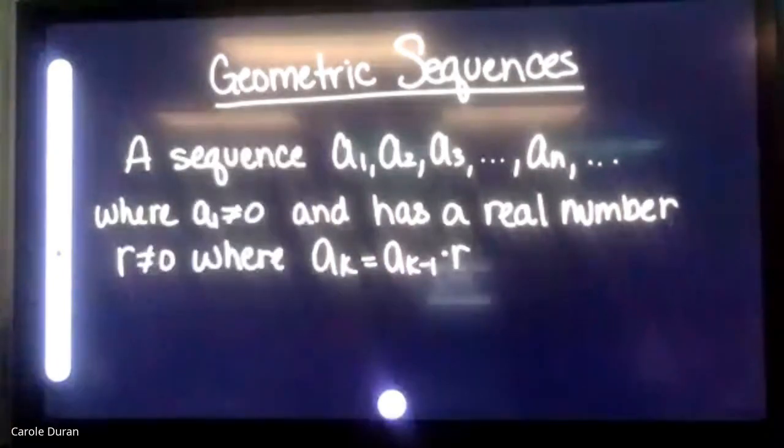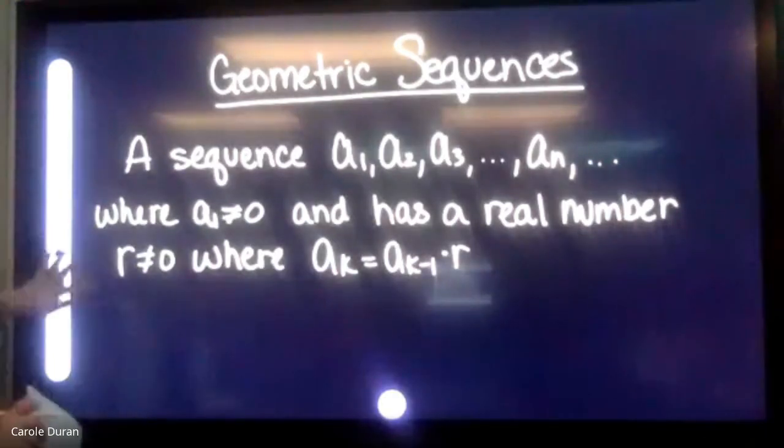Okay, so what we're going to talk about today is geometric sequences. So this is a sequence A1 through AN and beyond, where A of 1 cannot be 0. And it also has a real number R, which is also not 0, such that my current term is just my previous term multiplied by that R.